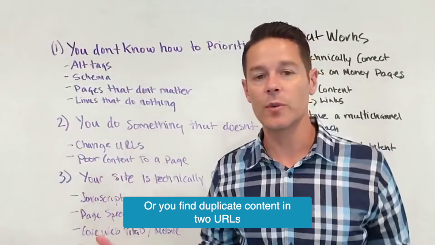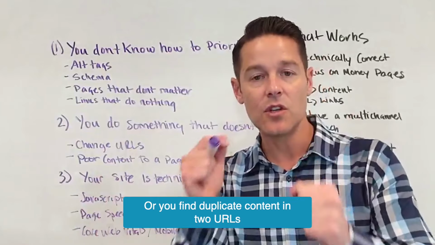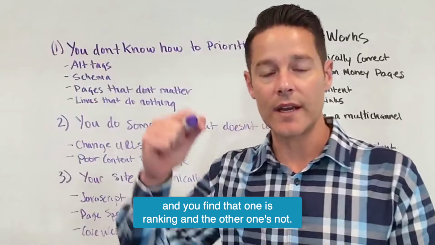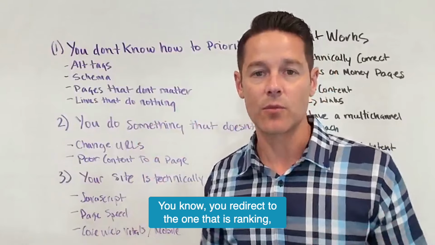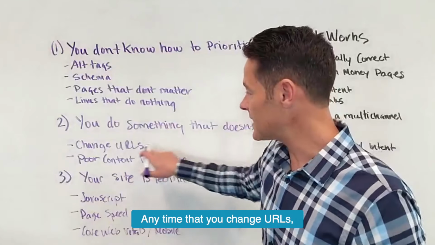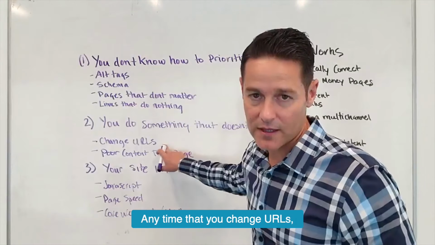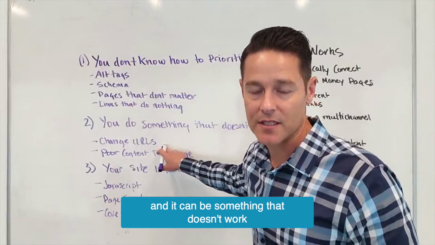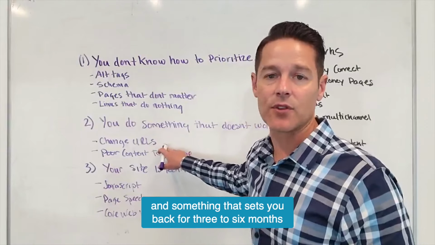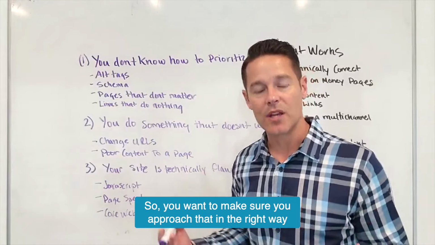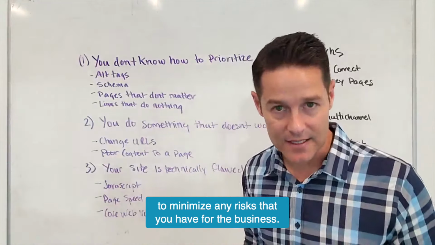Or you find duplicate content in two URLs that have the same thing, right? And you find that one is ranking and the other one's not. You redirect the one that is ranking by accident. Anytime that you change URLs, this can cause a major issue, and it can be something that doesn't work and something that sets you back for 3 to 6 months with any SEO program. So you want to make sure you approach that in the right way to minimize any risk that you have for the business.